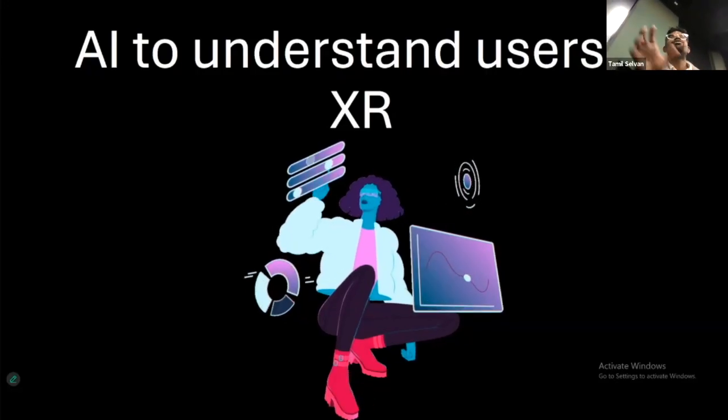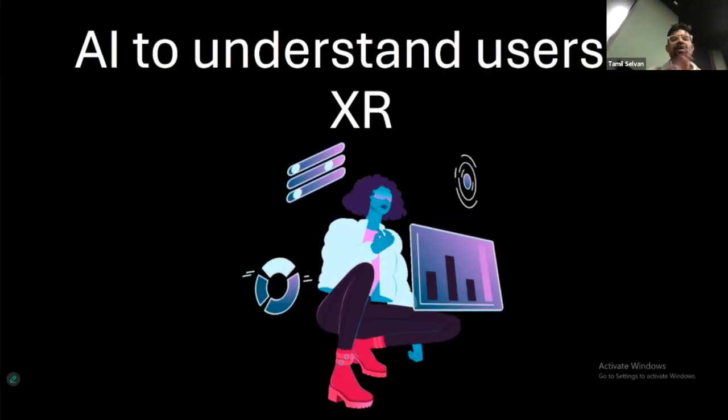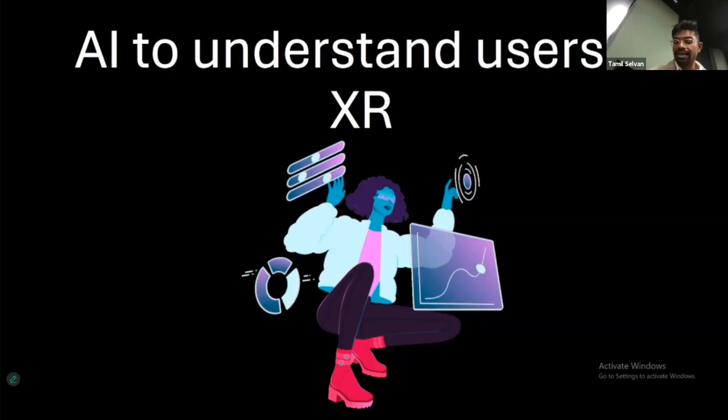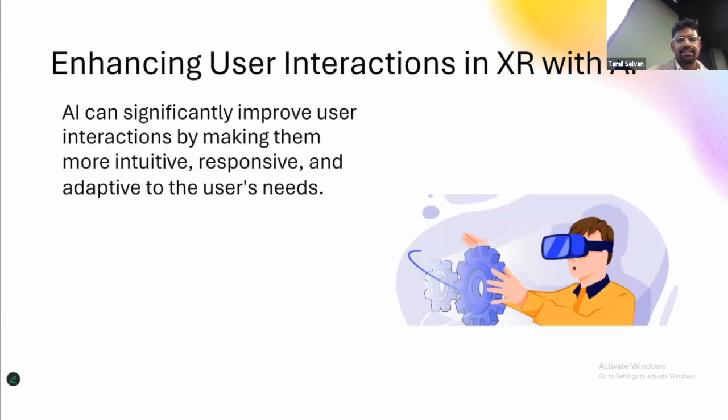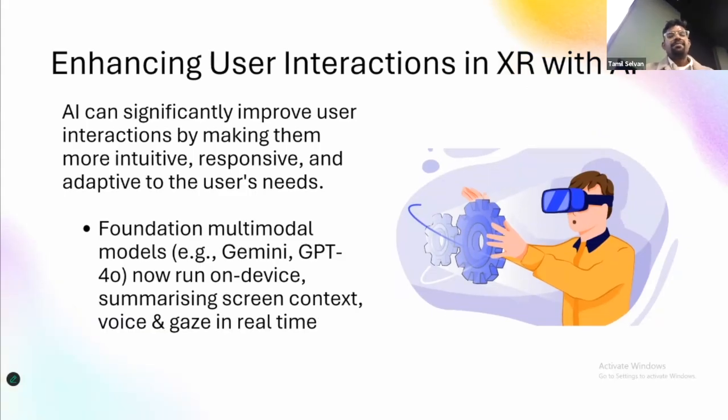And these are a few examples I've shared. Now we'll go into how AI is helping us to understand users in XR. The main idea is that we are the ones who are using XR. So if our experience in XR is not very great, then it would be very false information in XR, or we won't be able to join XR.